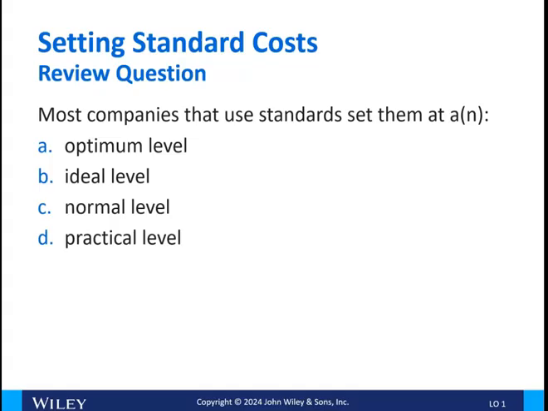Most companies set standards at: optimum, ideal level, normal level, or practical level. The answer is normal level. So what's the normal operating level? Again, you want to challenge the operations team to get better. So it may be a little bit harder, or more efficient, more parts per shift or hour, however you're measuring it, than what they've run in the past, but definitely not the ideal level.